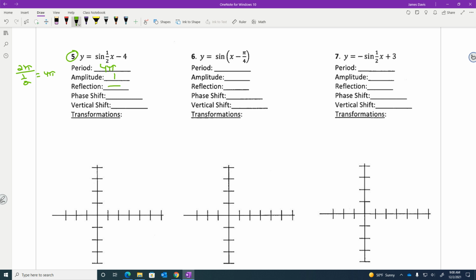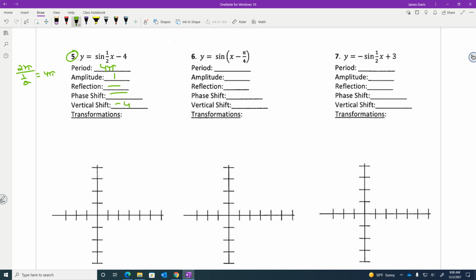Is there a phase shift on this one? No. It's not in parentheses, so it's not a phase shift. This one you'll see does have a phase shift because it's in parentheses. This one does not. It does have a vertical shift though, right? Yeah, -4.